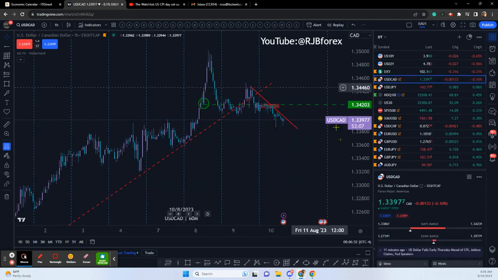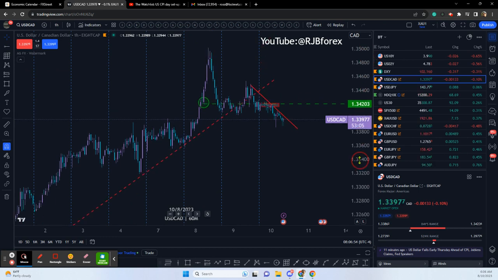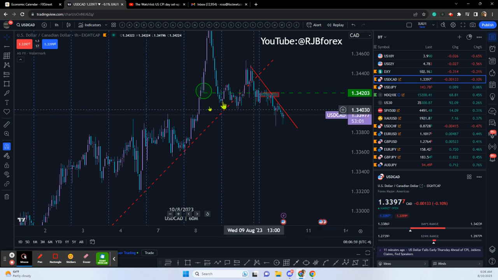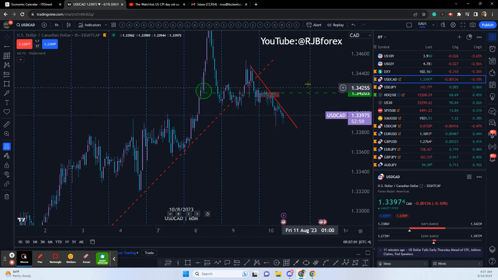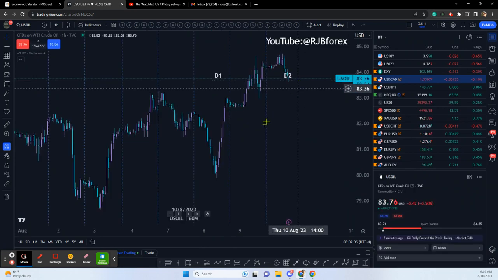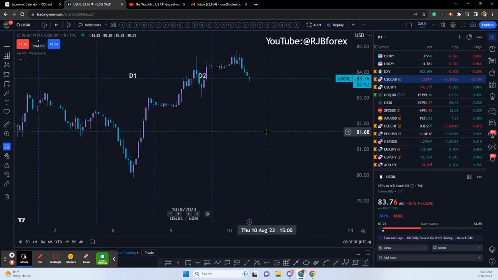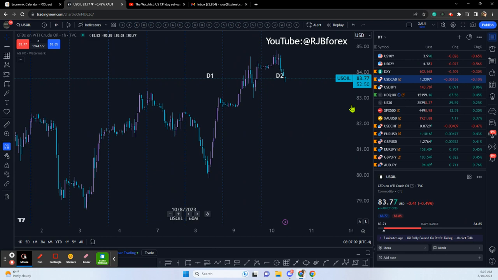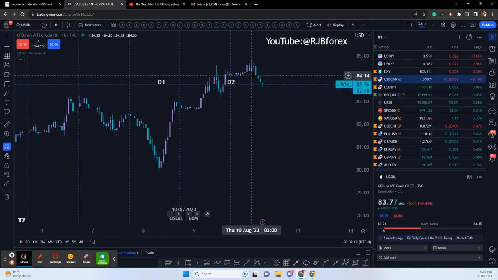Other markets, the only one that's scratching my head really is this dollar CAD. The dollar CAD to me is a broken down market. So maybe regardless of what the dollar does, it can drop. US oil, oh dear. Okay, US oil is a breaking down market as well.